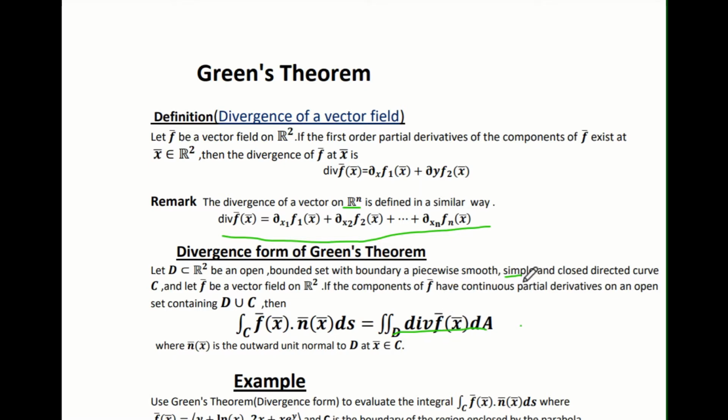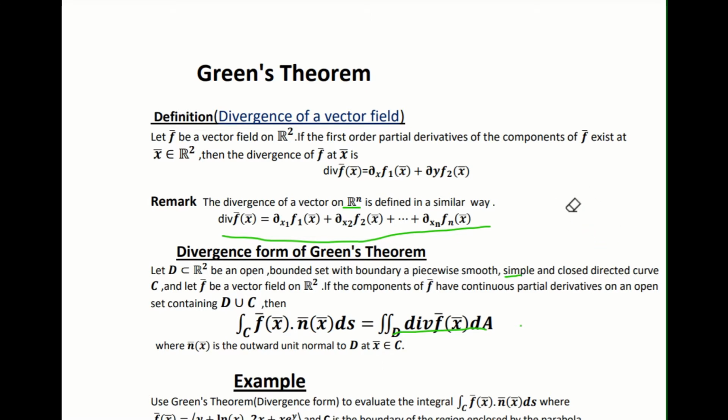A simple curve is a curve that does not intersect itself. For example, if we have something like this, do you see that? Something like that is a closed and simple curve. It does not intersect itself.